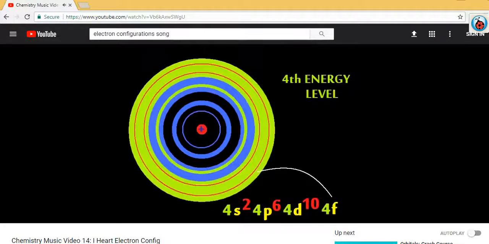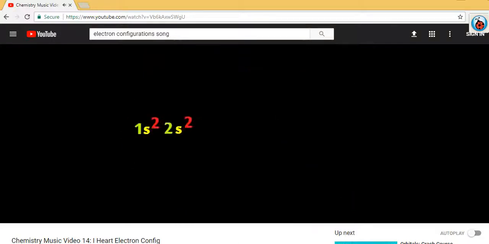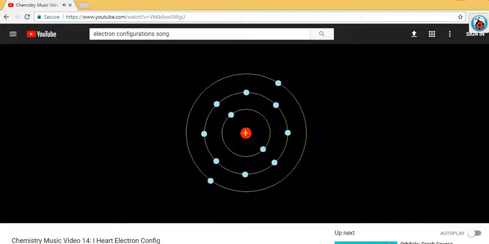An F sublevel is also seen. How many electrons? Up to 14. 14, that's a lot. 1s2, 2s2, 2p6, 3s2, 3p6, 4s2, 3d10. Electrons are found outside the nucleus.